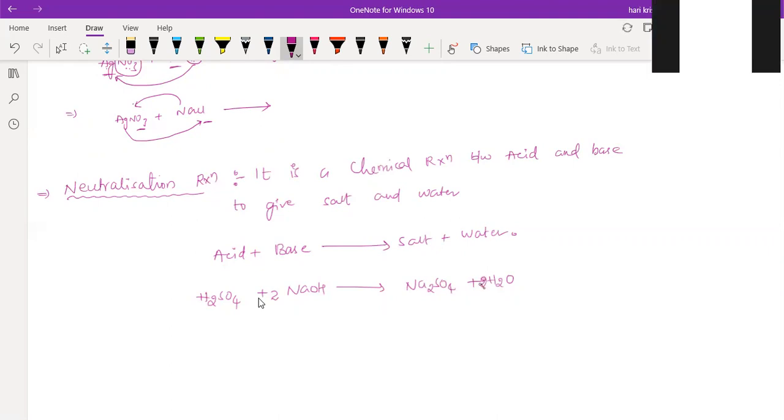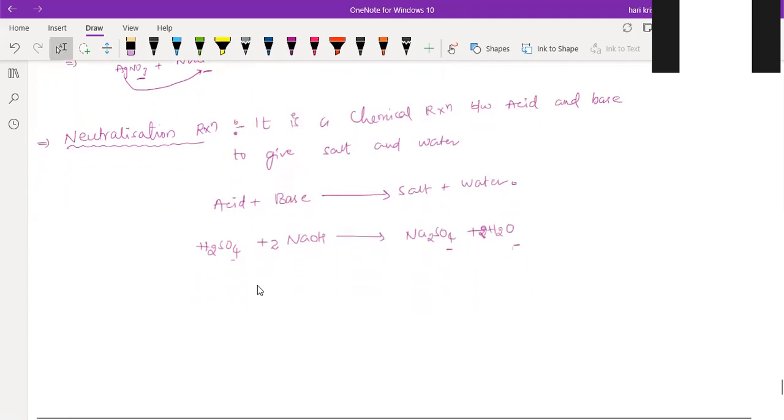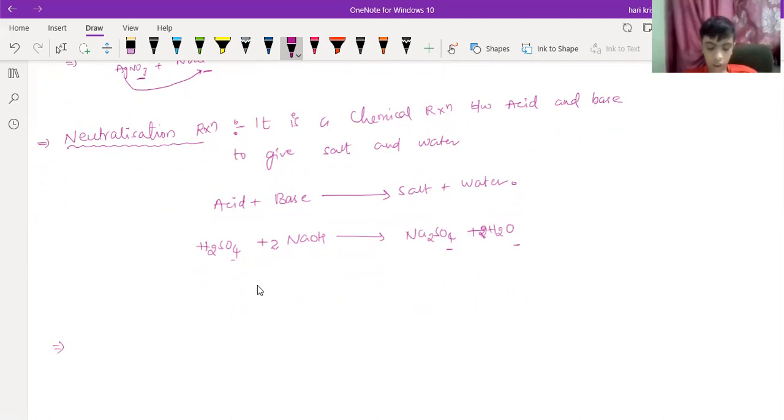Then it will be constant, right? 4 oxygens plus 2, 6 oxygens are there. Here also 4 oxygens plus 2, 6 oxygens. So that is all about neutralization. I will explain the further details of the neutralization reaction afterwards, like how to write the name of this salt or how to identify the acid and base from the given salts. Next one is the precipitate reaction.